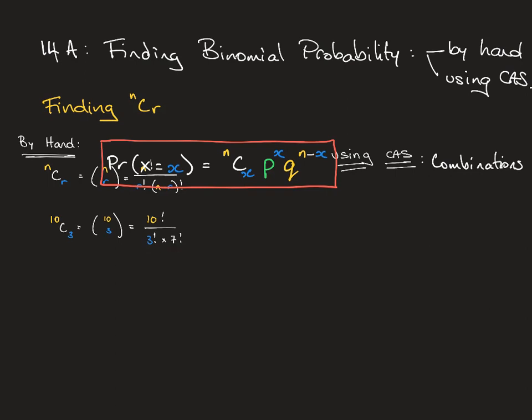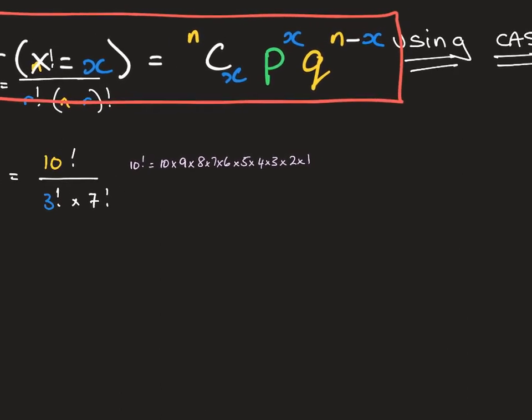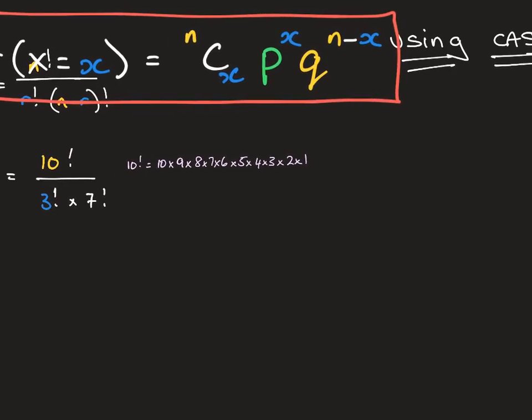Now 10 factorial, as I just said, is the same as 10 times 9 times 8 times 7 times 6 times 5 times 4 times 3 times 2 times 1. That's a lot of multiplying together. But you'll notice that what we're going to do is divide 10 factorial by 3 factorial times 7 factorial. So if there was any way to cancel here, that would make our life a lot easier.